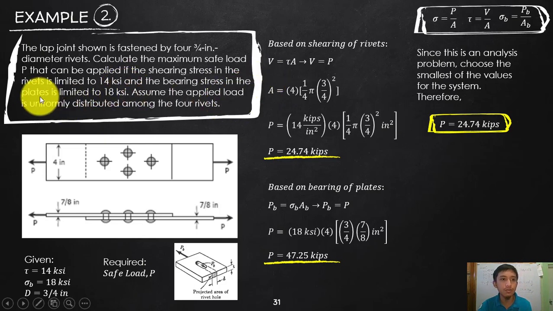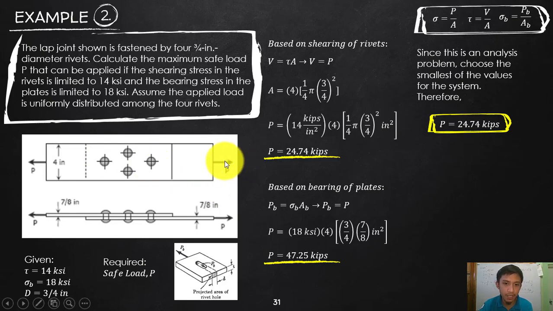Assume the applied load to be uniform, distributed among the 4 rivets. So if I apply force P within this connection, on both sides, then the force P will be handled by the shearing of these 4 rivets, or it could be handled by the bearing within the contact of the plate and these 4 rivets.